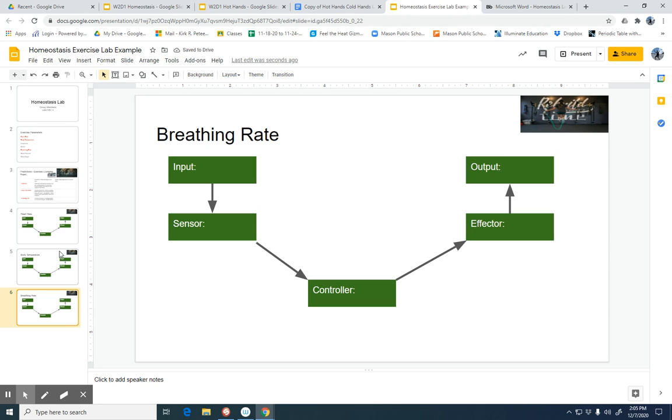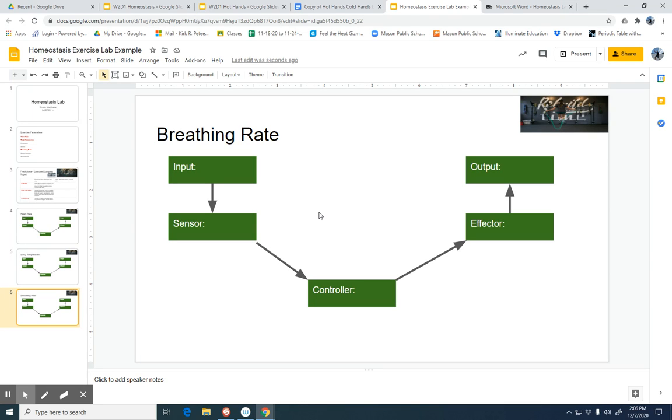Your task was to complete the input, sensor, controller, effector, and output for these different feedback loops using your notes or possibly doing some type of additional research as well. Pictures could be also added. You could have a picture for your controller or your effector just to reinforce what the body is doing under these situations. Again, all these parameters are to be studied with exercise. So we have to make sure that we understand how exercise would affect your breathing rate. So that's what needs to be prepared for tomorrow.